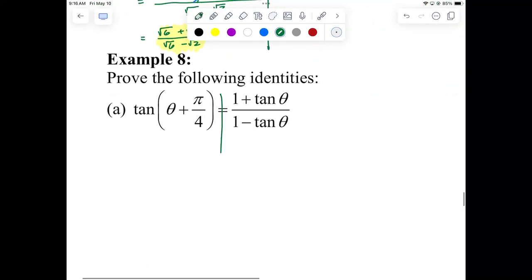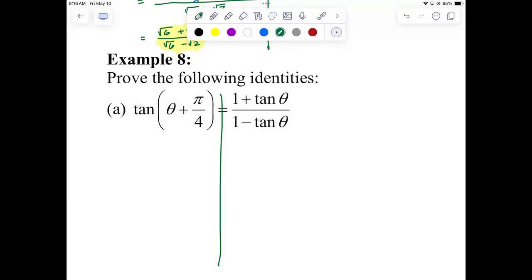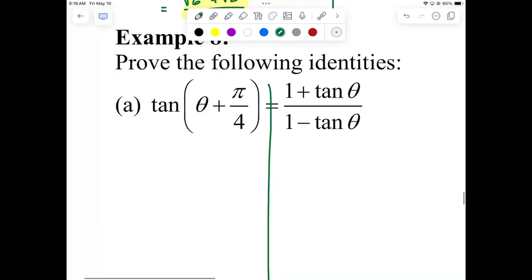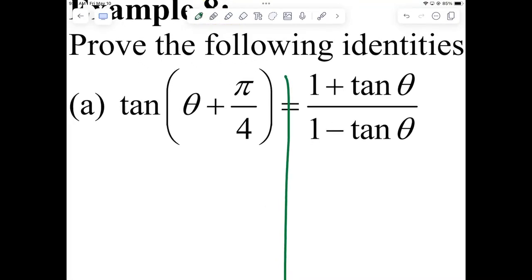All right, example 8. Prove the following identities. So draw a line down the middle. What side do you want to start on? The left side, because I can expand it, right? Now, do I want to use the sine over cosine identity to expand it, or the one that's in terms of tangent? Because the right side has tangent, I'm going to use the tangent identity, not the sine or cosine identity. So here we go.